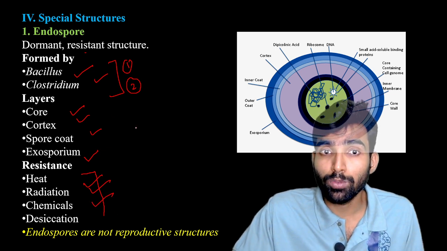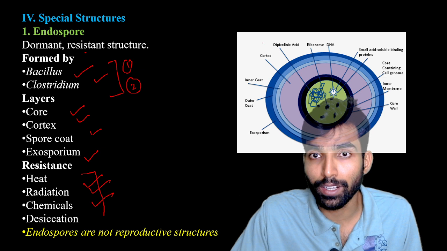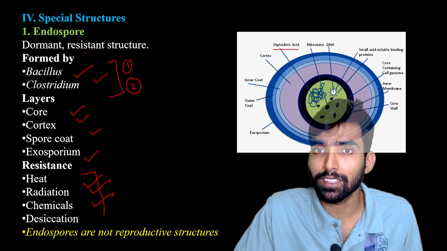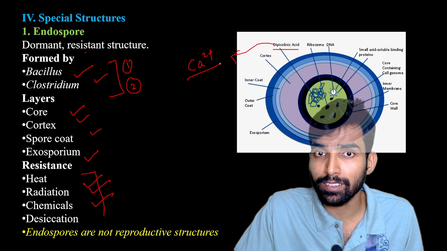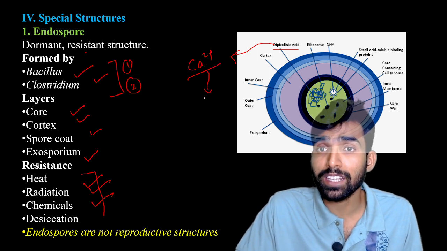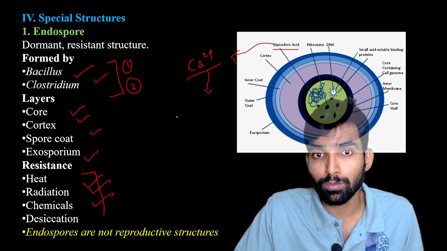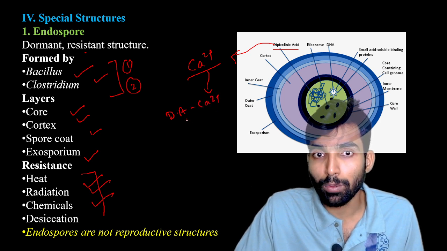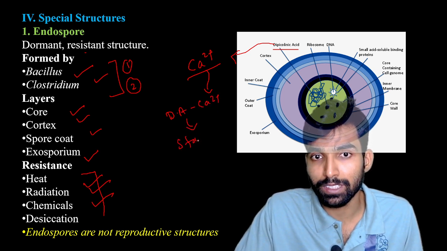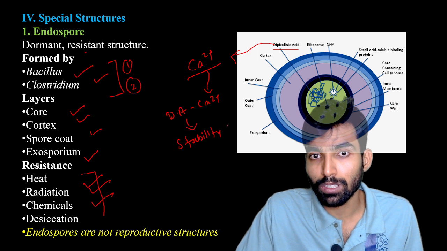Right. The endospore. Remember, the endospore has one acid called dipicolinic acid. Very, very important. So dipicolinic acid makes a complex with calcium, the DPA-Ca2+ complex, that provides some extra stability to the endospore. That's for the stability of the endospore.